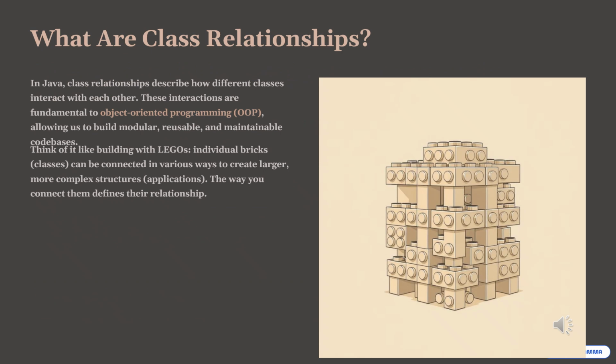In Java, class relationships define how different classes interact and work together. Think of each class as a Lego block. By connecting these blocks in different ways, we can build complex structures like applications. These relationships make our code modular, reusable, and easy to maintain.